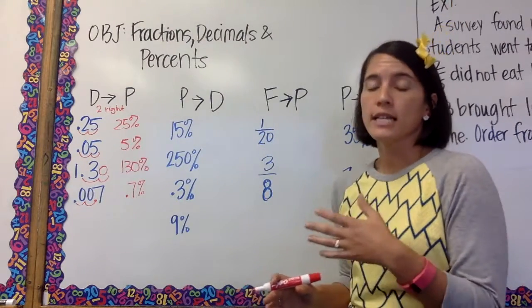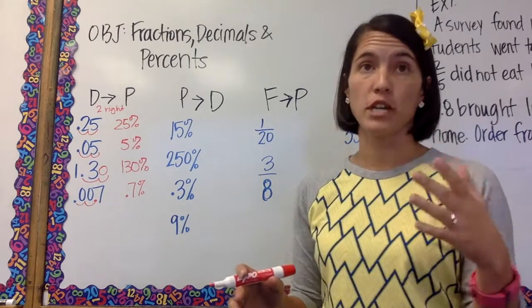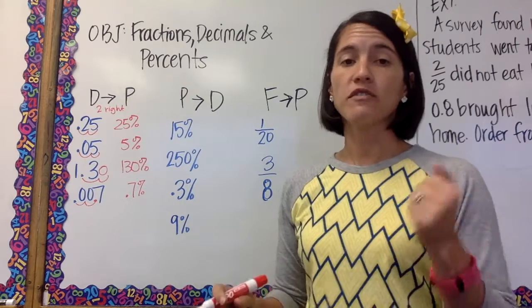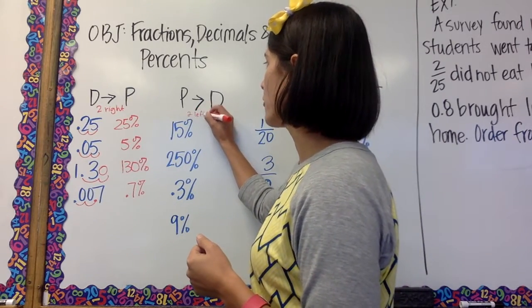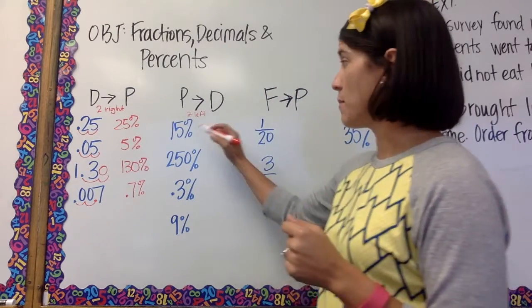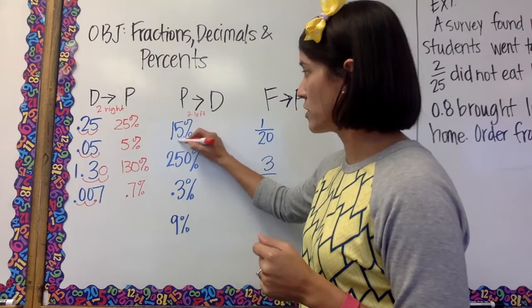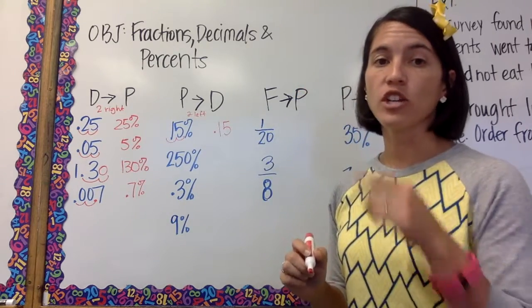So a percent to a decimal means you divide by 100, because percent means per 100, out of 100. If you divide by 100, you're going to move your decimal 2 places to the left. So if you start with 15%, my decimal is at the end. I'm going to move it 2 places, so it would be 0.15. That's changing a percent to a decimal.